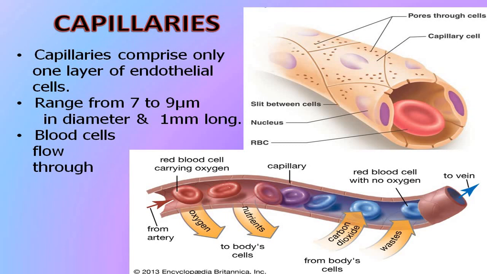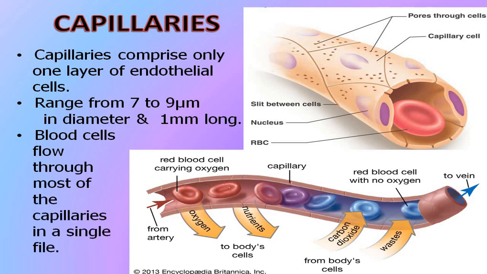Blood cells flow through most of the capillaries in a single file, as you can see in this figure. The blood cells move as a single file through the capillary. This allows the maximum exchange between the blood and the neighboring cells.